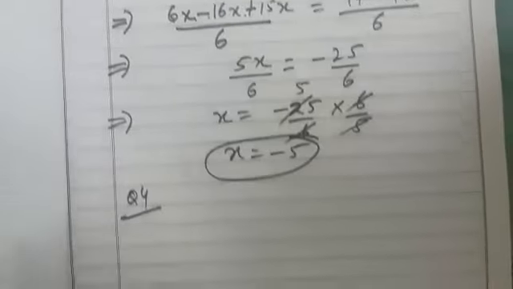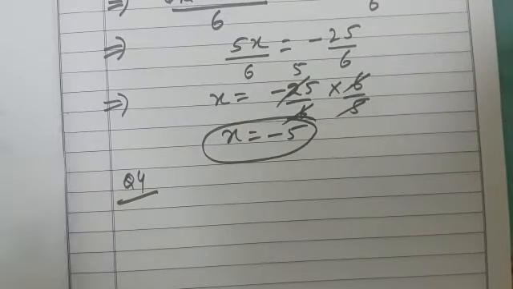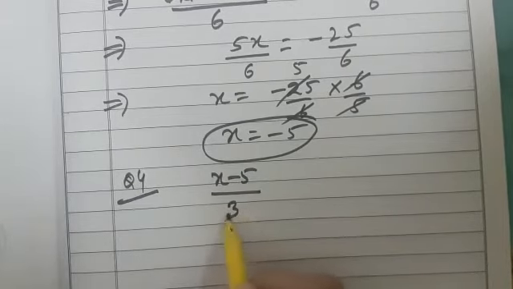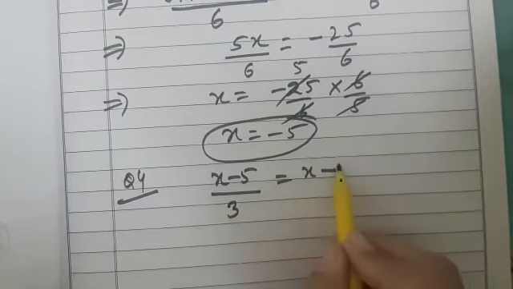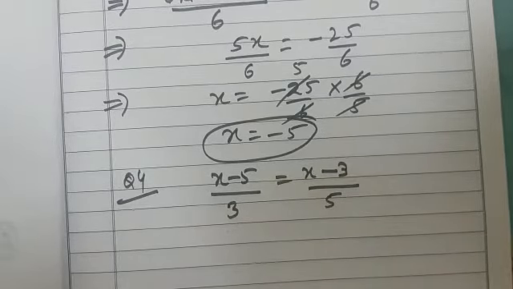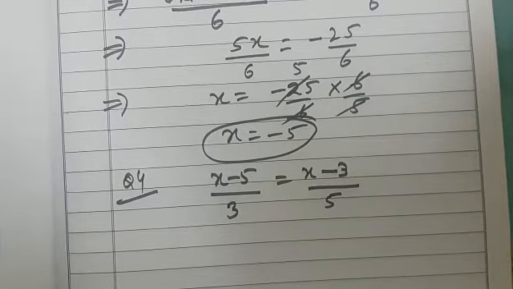Okay, now take question number 4. Question number 4 is, we have to solve x minus 5 upon 3 is equal to x minus 3 upon 5. Very simple. Try to do this. Yes, try to solve it yourself.